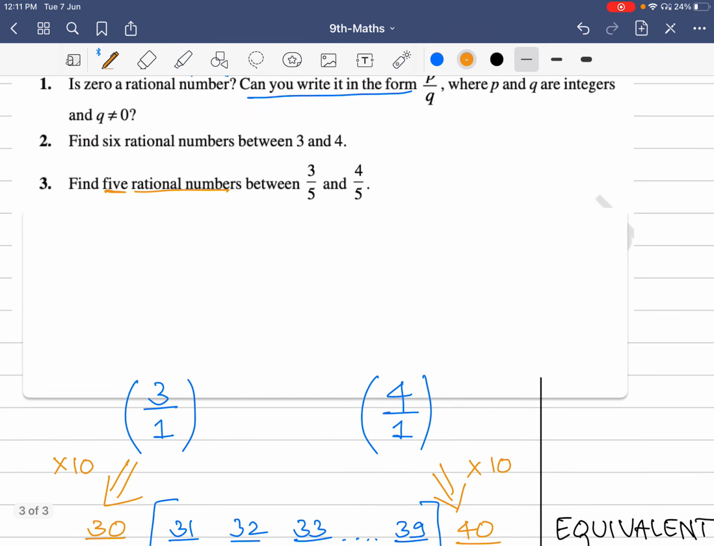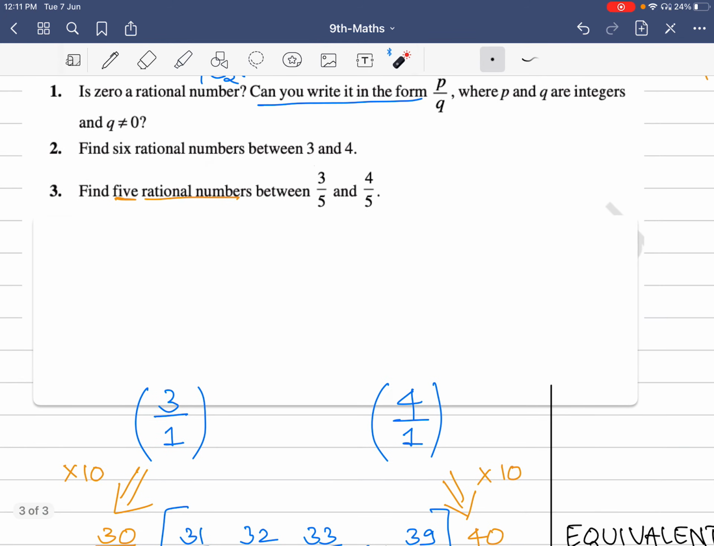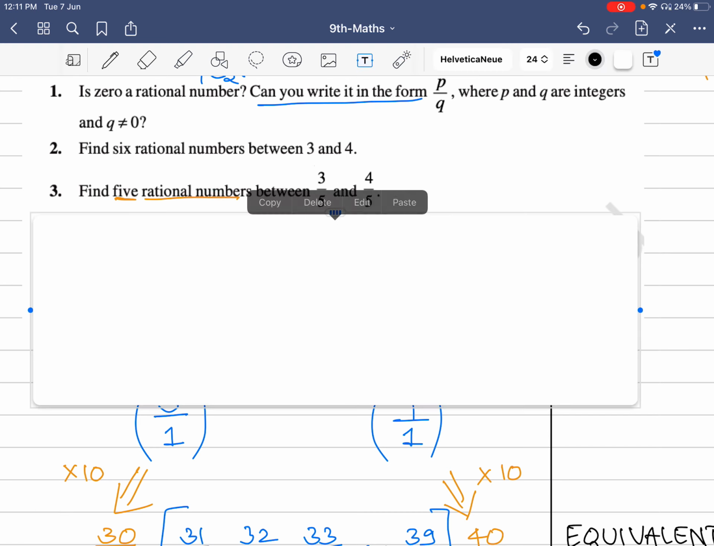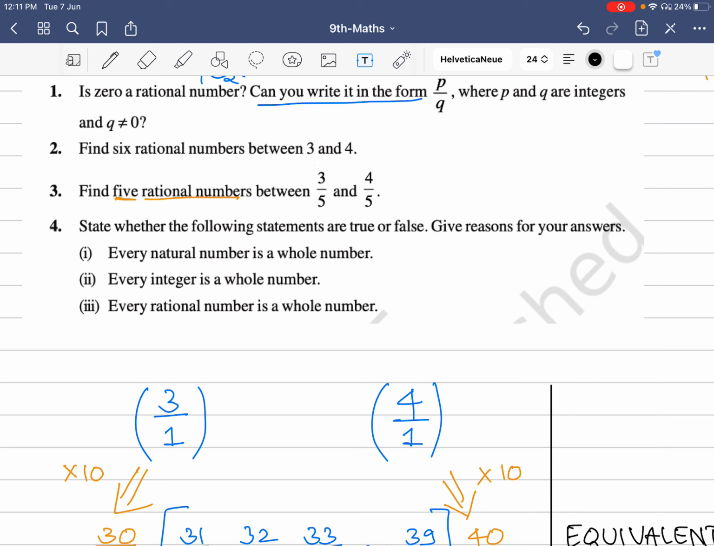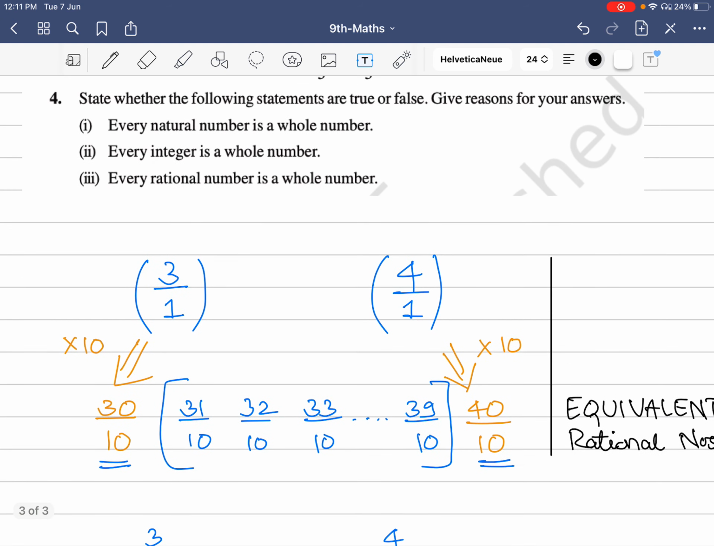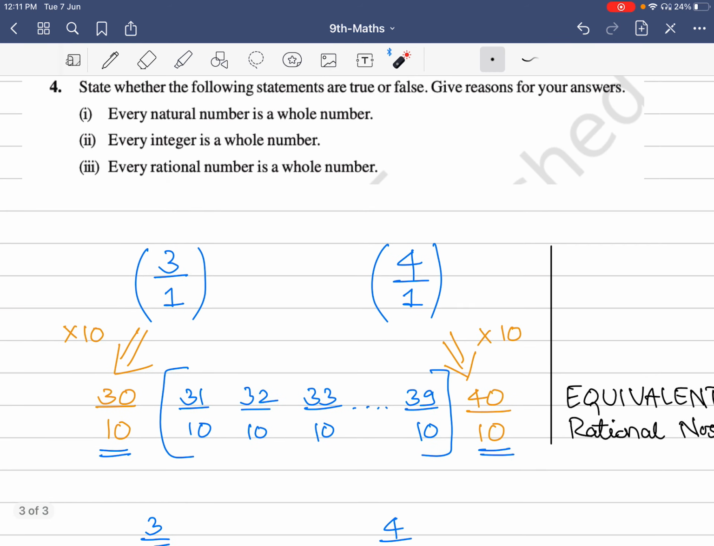So question number 2 and question number 3 are exactly the same. Now let's go to the next question. I think that's the last question. We have to state whether the following statements are true or false. Give reasons for your answers. So we have 3 statements based on natural numbers, integers, and whole numbers, and we have to state whether they are true or false. Let's see how that can be done.